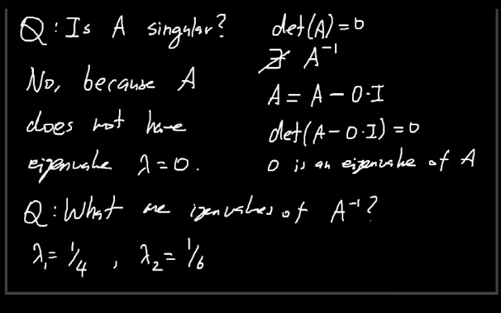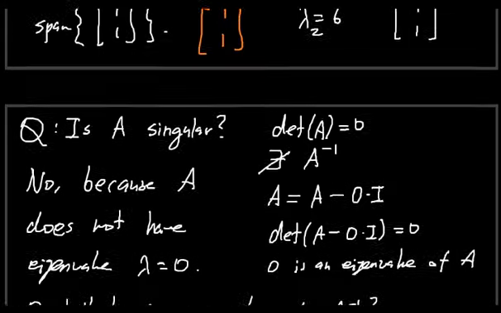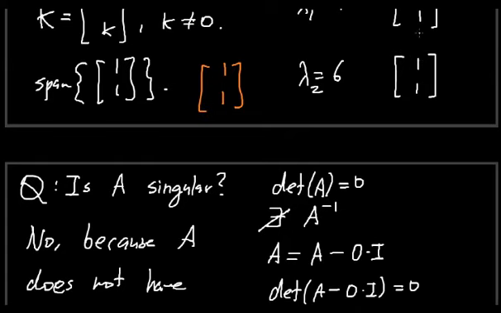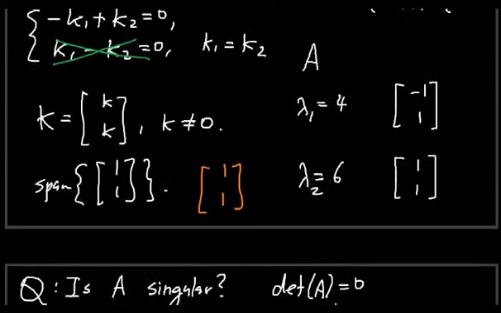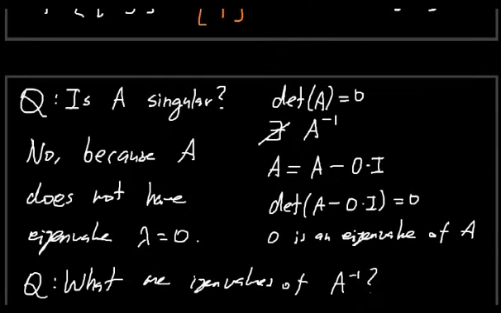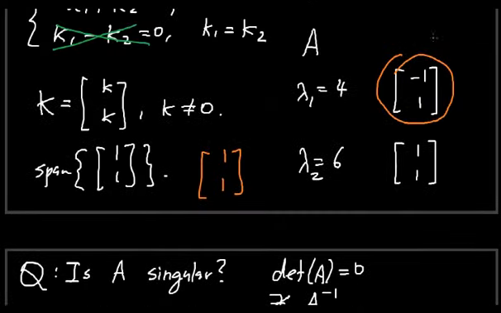So for lambda equals 1 over 4, the eigenvector will be minus 1, 1, because that was the eigenvector for lambda equals 4, so that will be the same eigenvector, and all of its scalar multiples as well, of course. And for the eigenvalue lambda equals 1 over 6, the eigenvector will be 1, 1, because that was the eigenvector for lambda equals 6.